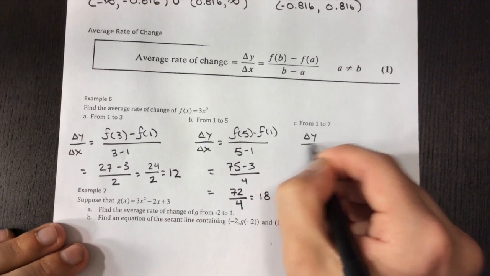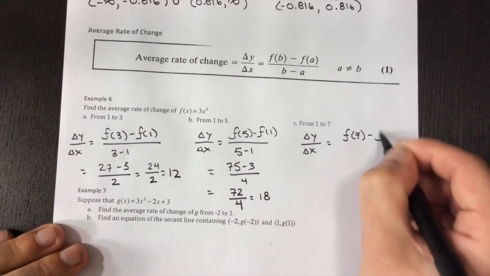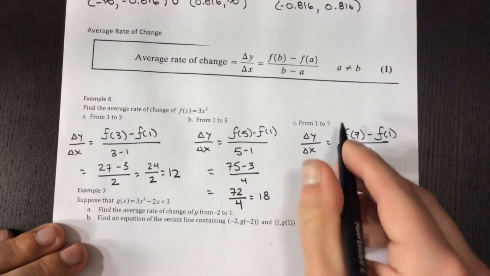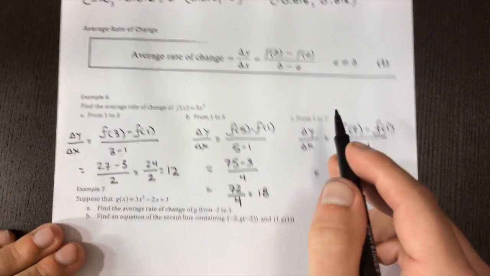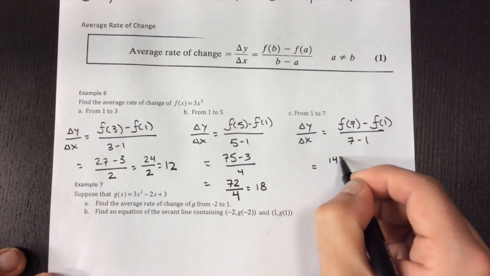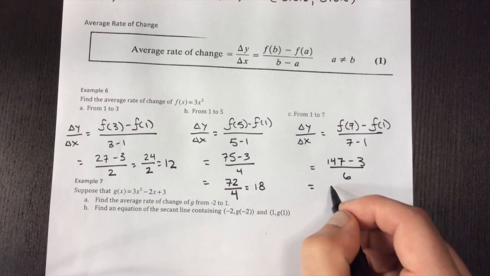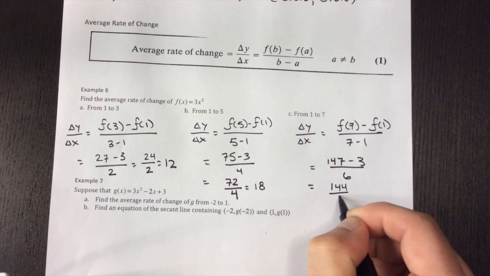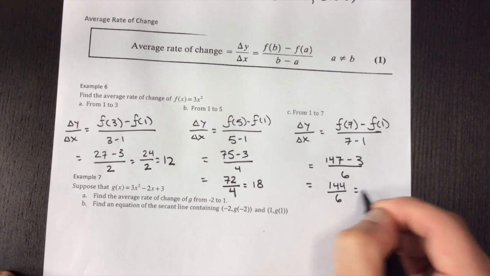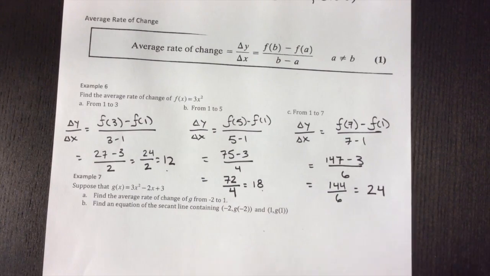Last one. What happens if we go from 1 to 7? Which again is f of 7 minus f of 1 over 7 minus 1. So we're given 7 squared times 3, which is 49 times 3, which is 147 minus 3, all over 6. So I have 144 divided by 6, which is going to be 24. So my rates aren't constant if I'm looking at this.